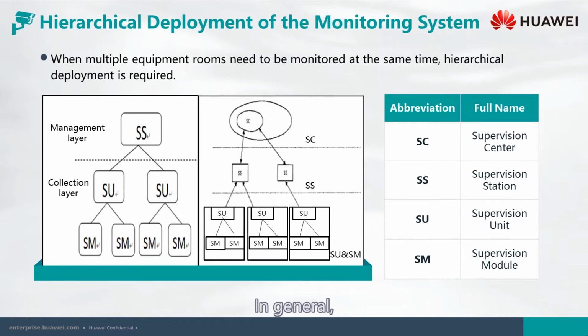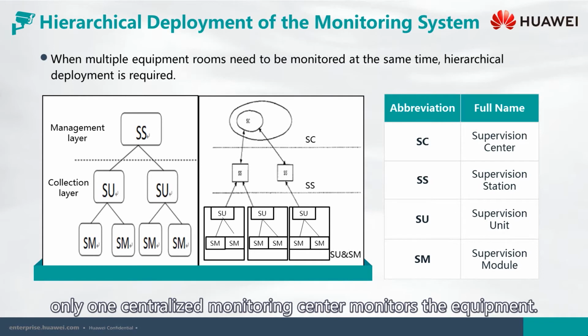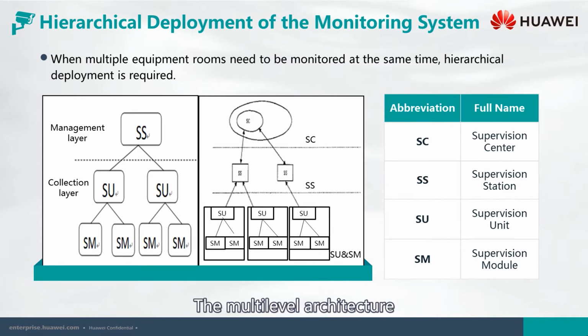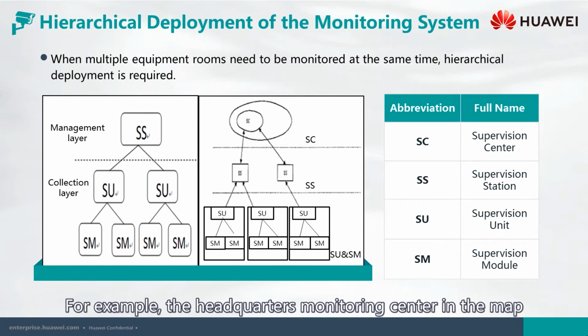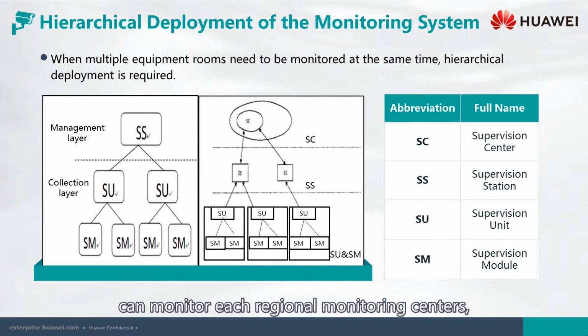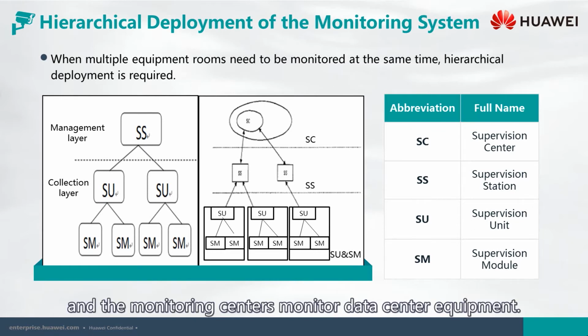In general, only one centralized monitoring center monitors the equipment. The multi-level architecture refers not only to this monitoring center, but also to the sub-regions as well as the supervisory center of the superior. For example, the headquarters monitoring center in the map can monitor each regional monitoring center, and the monitoring centers monitor data center equipment.